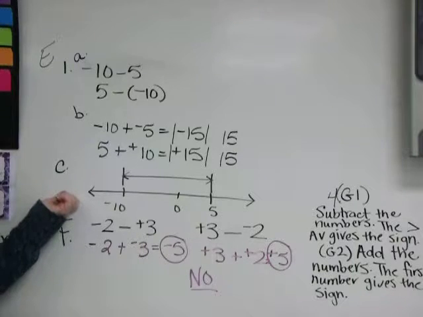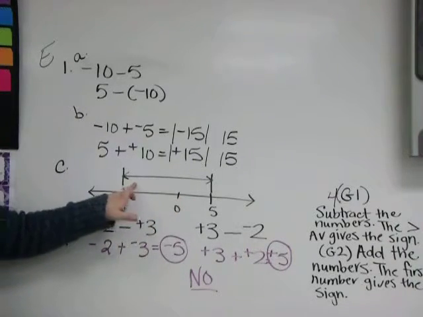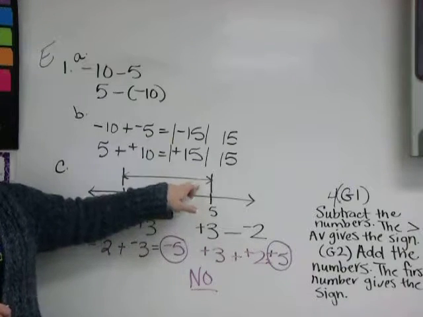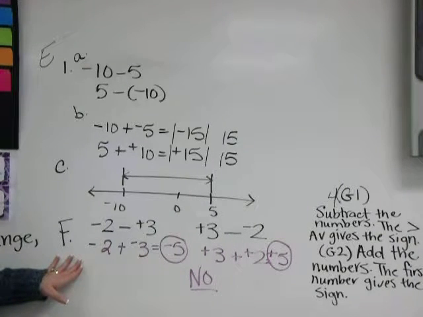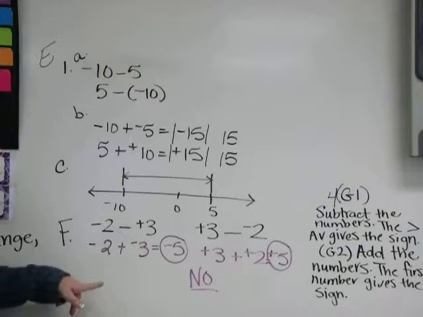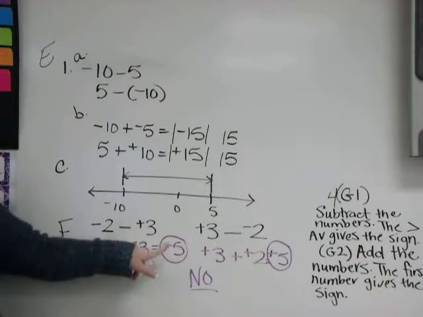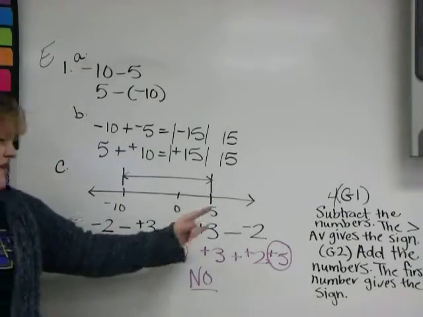Your number line would look like this, because between 5 and negative 10 there's 15 points, positive distance. When you went down and looked at F, I only did one because every single one of them is the same way. When you keep, change, change, and keep, change, change, this is the same problem.